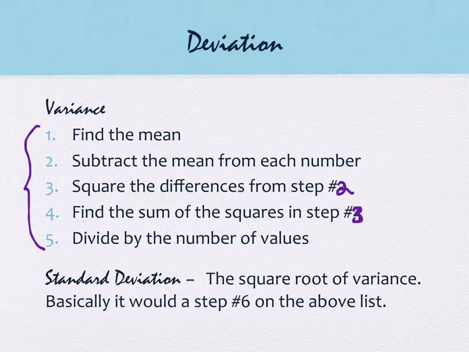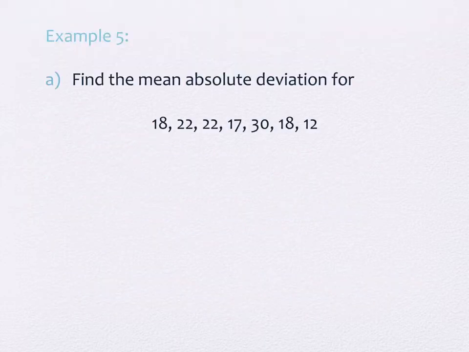And I find the easiest way to do all of this is within a table where I can keep all of my data sort of organized together. So we're going to find the mean absolute deviation and then the standard deviation for this same set of data that we've actually used before. So you'll recognize maybe these numbers from last Friday, 18, 22, 22, 17, 30, 18, 20, 18 and 12. And what we would like to do first is to find the mean.